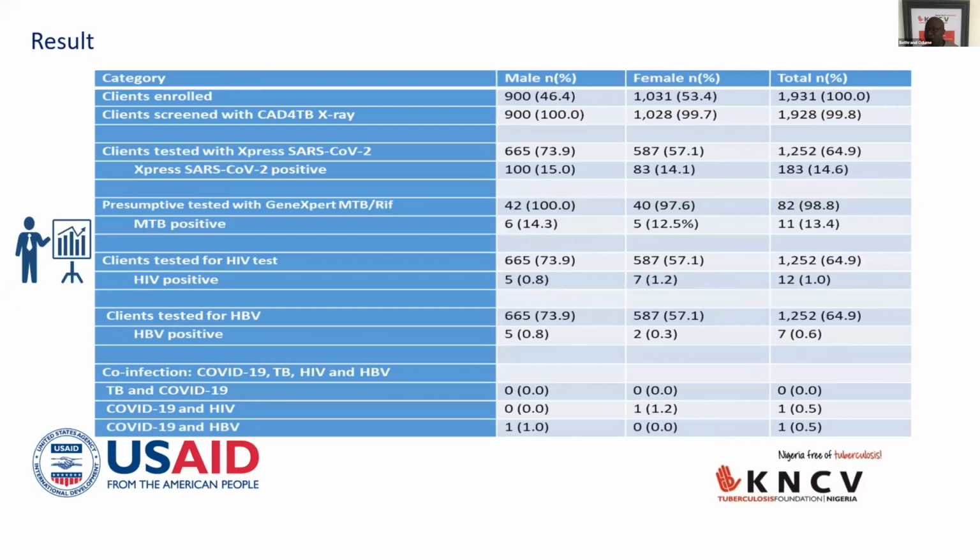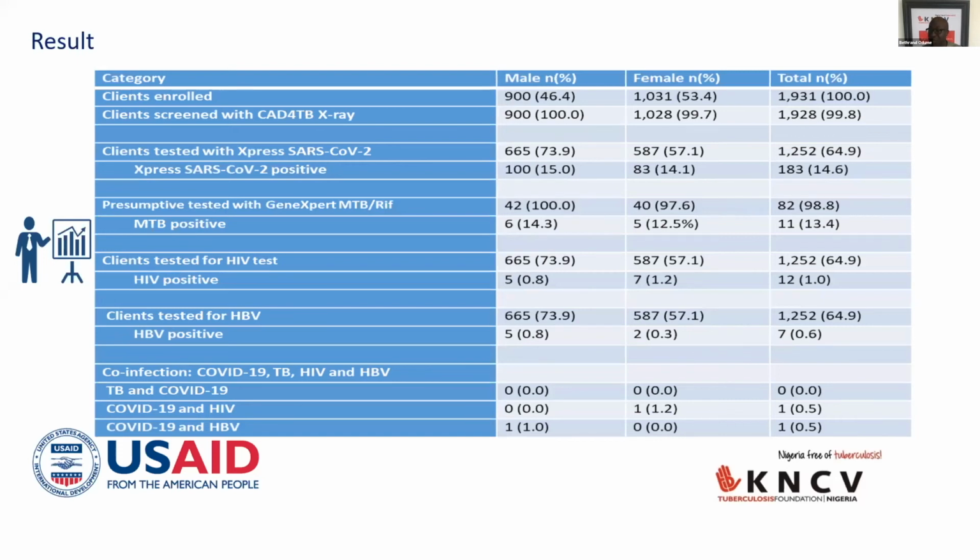This was actually very key, looking at the results. This actually provided an avenue for integrated services. You could see, in as much as we were able to find about 183 cases of COVID, 11 cases of TB were found across the communities. The intervention was done in the 2 states.